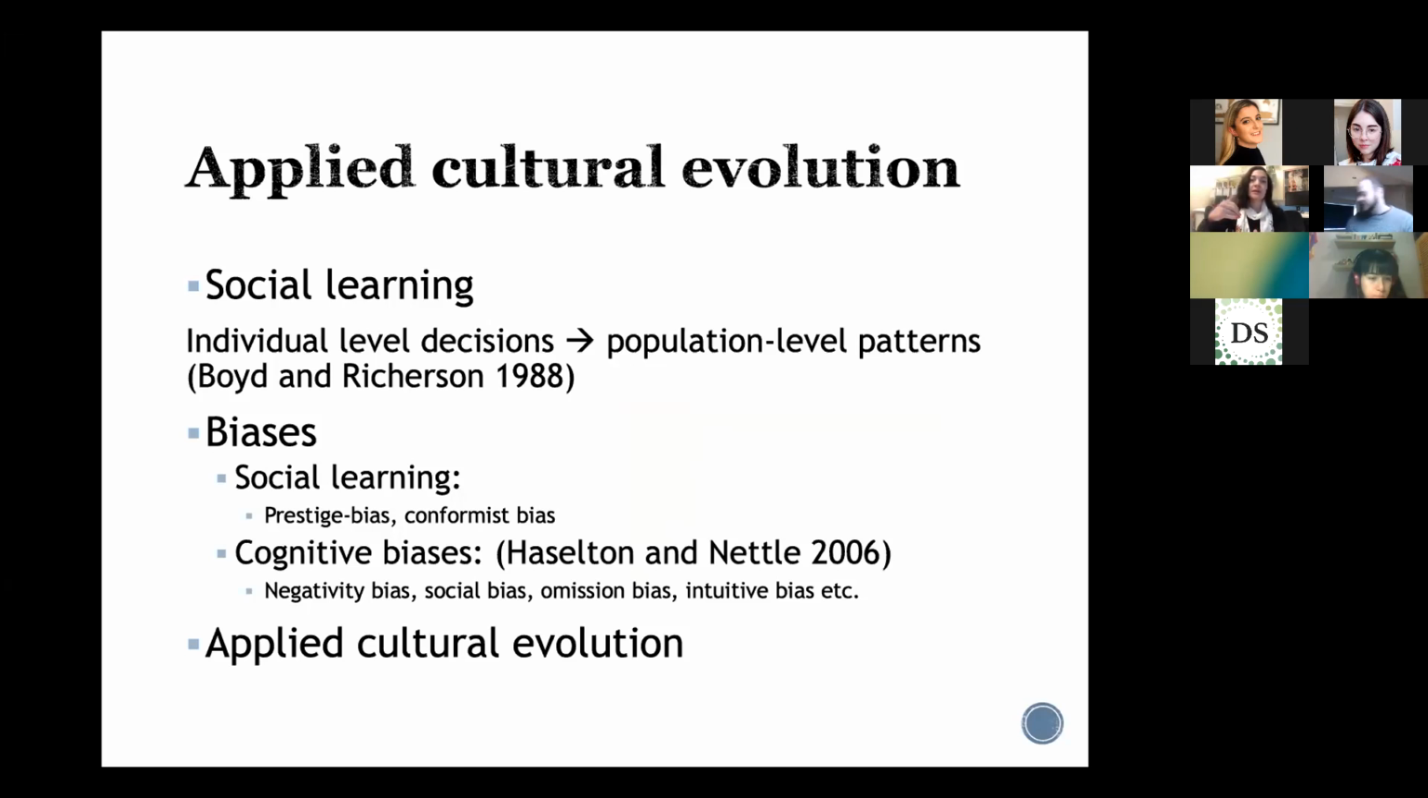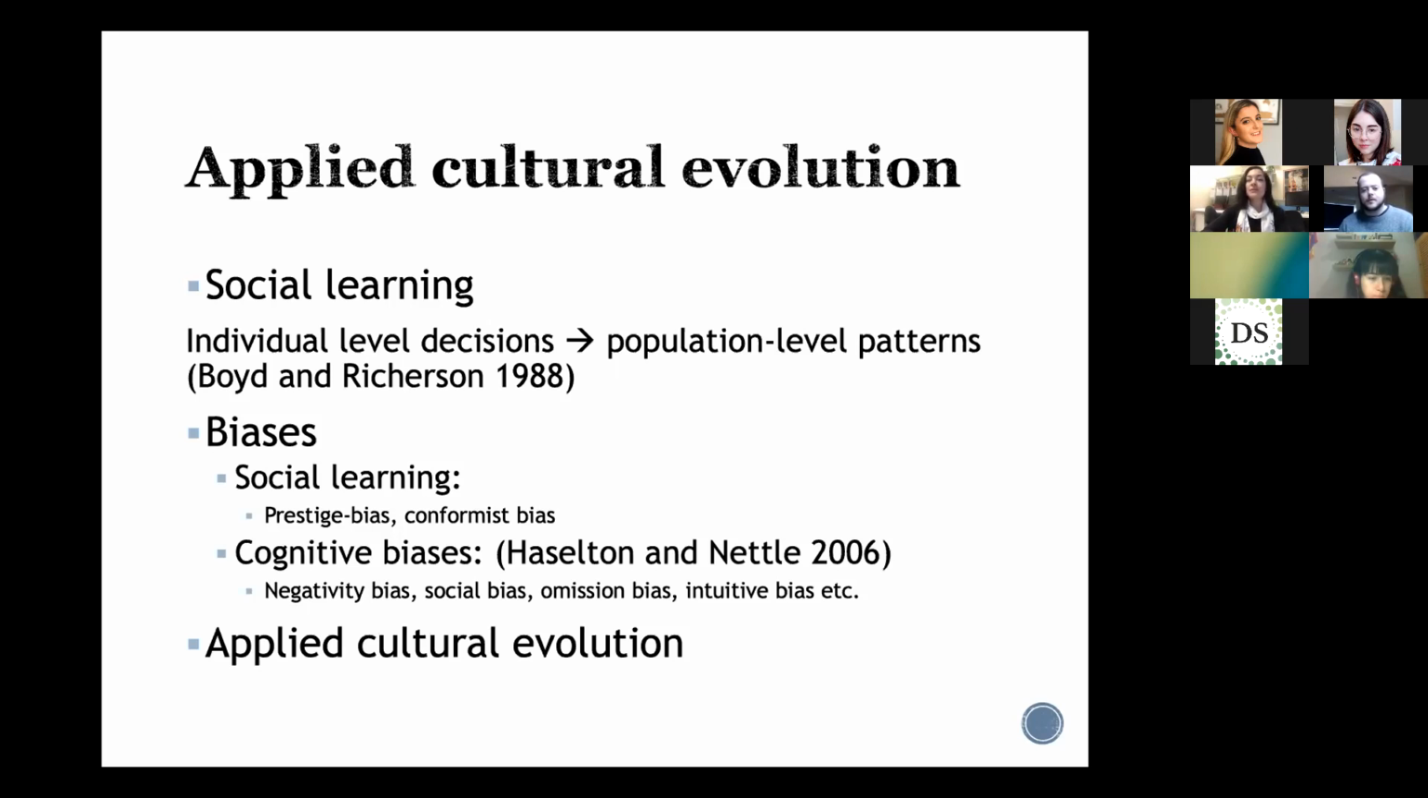We don't learn randomly from any person, but we choose to learn from, for example, prestigious individuals because it may be more beneficial for us because prestige often is associated with skills and knowledge. And in relatively stable environments, it also pays off evolutionarily to learn or to copy what the majority does instead of trying to learn individually by trial and error. So this is something called conformist bias.